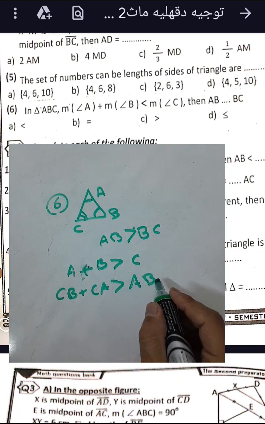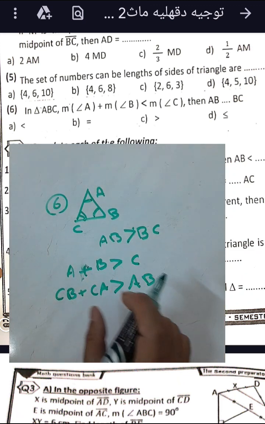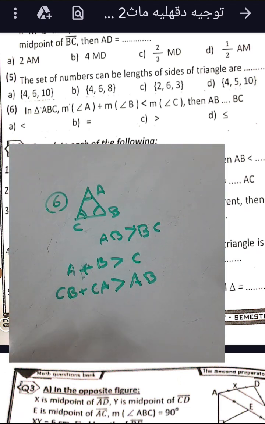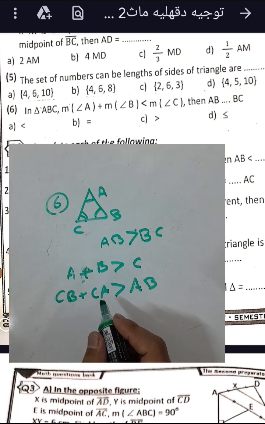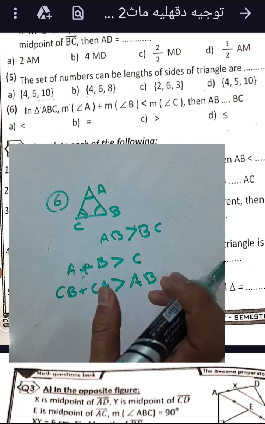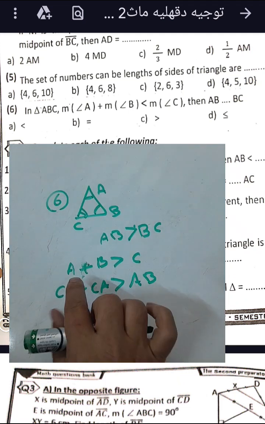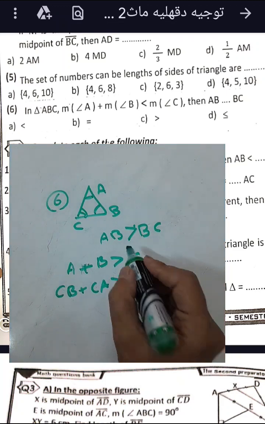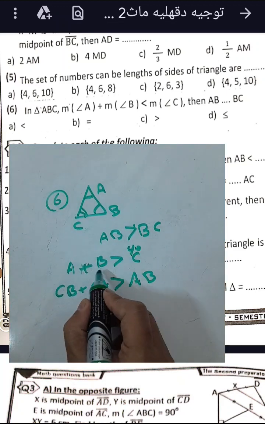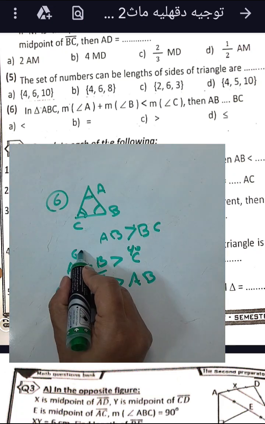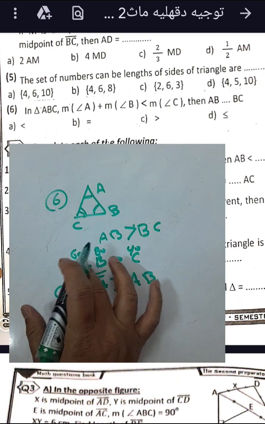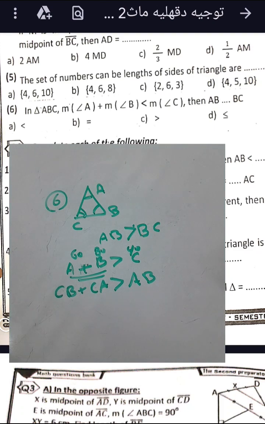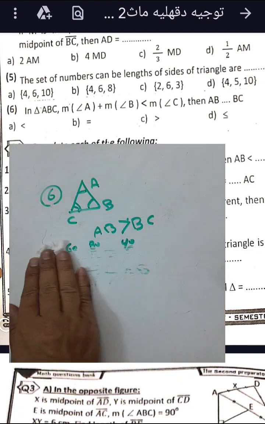You can add AB to find the perimeter. In any triangle, we know the sum of the angles equals 180. He gives us the measure of angle A plus B greater than C. You can put C as 40 and the remainder 140, so 60 and 80. 60 plus 80 is 140, greater than 40. If you want to find the relation between two sides, you can solve this example by a new solution.